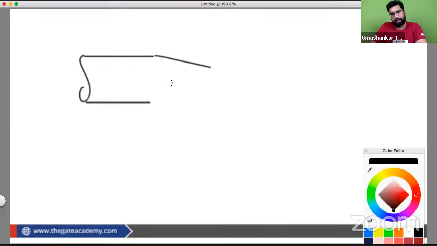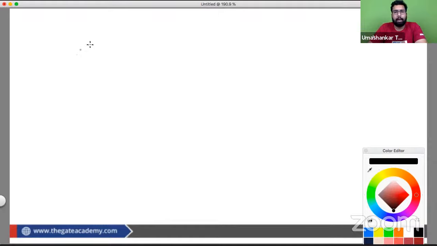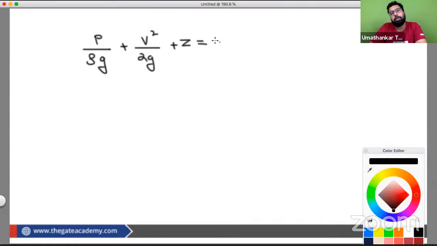So if we have a cross section like this, first of all I will explain what this Bernoulli equation is. P by rho g plus v square by 2g plus z is equal to constant. This is how we write the Bernoulli equation, the most standard form that we very frequently use. Yes or no, beta? This is in terms of the energy per unit weight. And how we apply it.